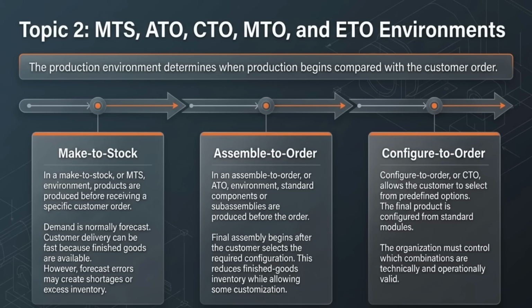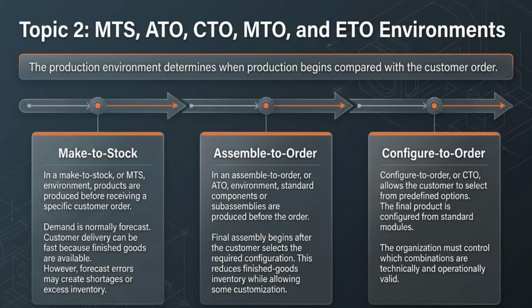Topic 2. MTS, ATO, CTO, MTO, and ETO environments. The production environment determines when production begins compared with the customer order. Make to stock. In a make-to-stock or MTS environment, products are produced before receiving a specific customer order.